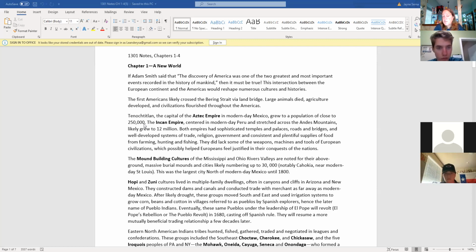First Americans probably crossed the Bering Strait, which is a little string of islands now, but was probably connected. Either that or they walked and swam from Asia to Alaska. Probably they came over in an ice age when the large animals died, and agriculture starts to develop.